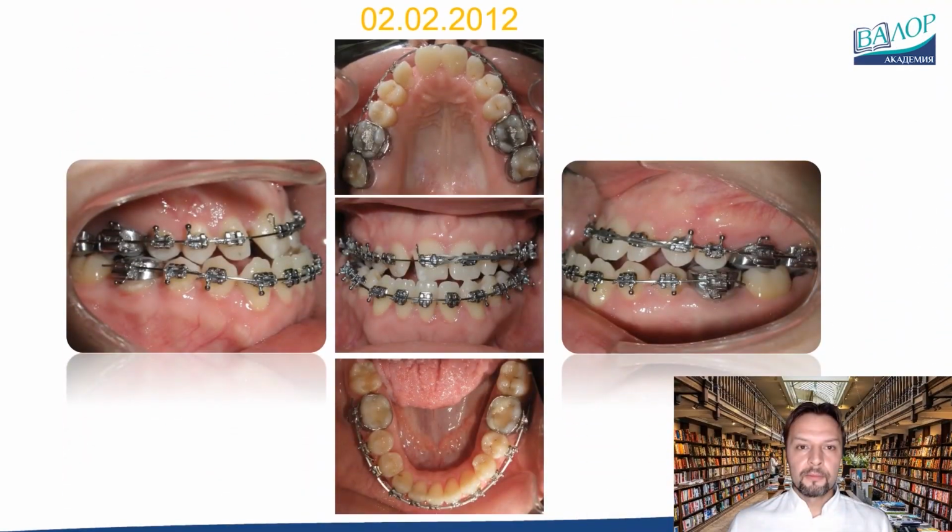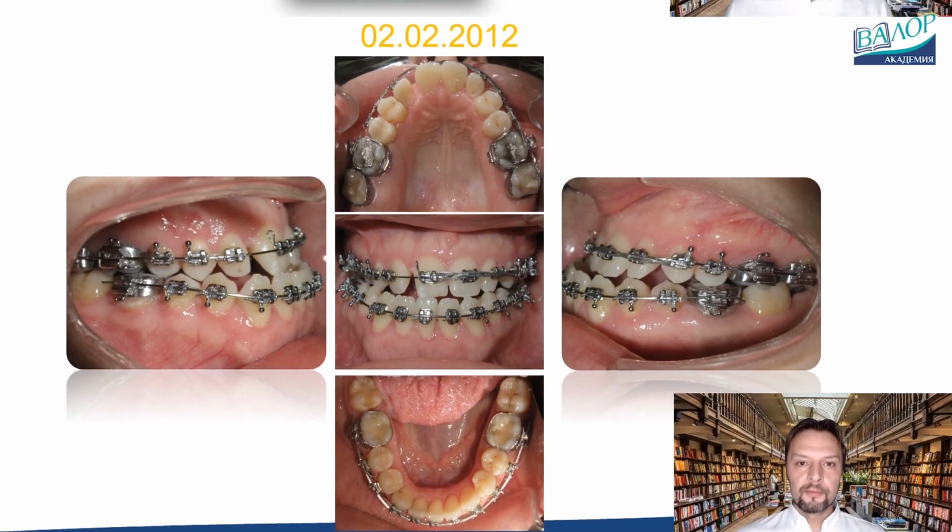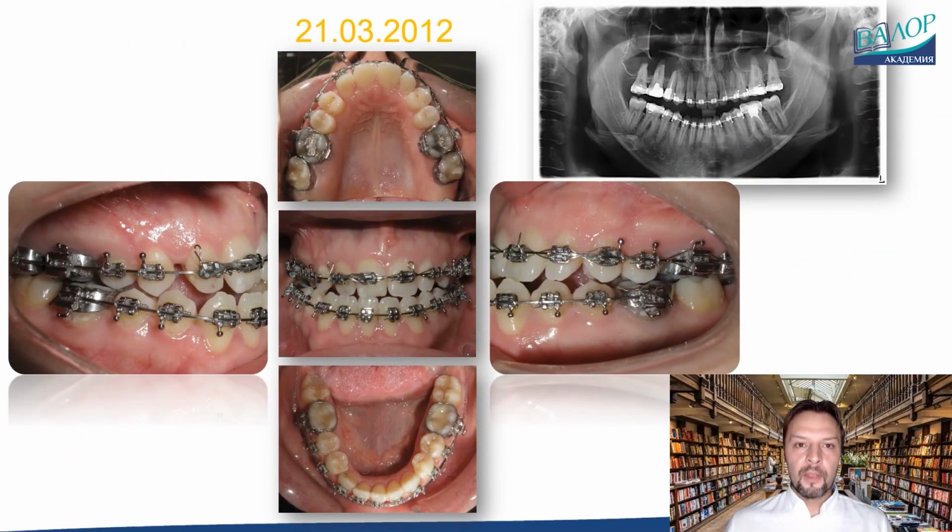After 8 months, upper and lower dental arches are leveled and aligned, and we already have stainless steel arch wires in place. Now is the moment for upper midline correction by moving it to the left at the center of the face with an elastic power chain. In 1 month, the upper midline is at its place. So, 11 months after the beginning of treatment, it is time to take control photos, OPG and impressions.